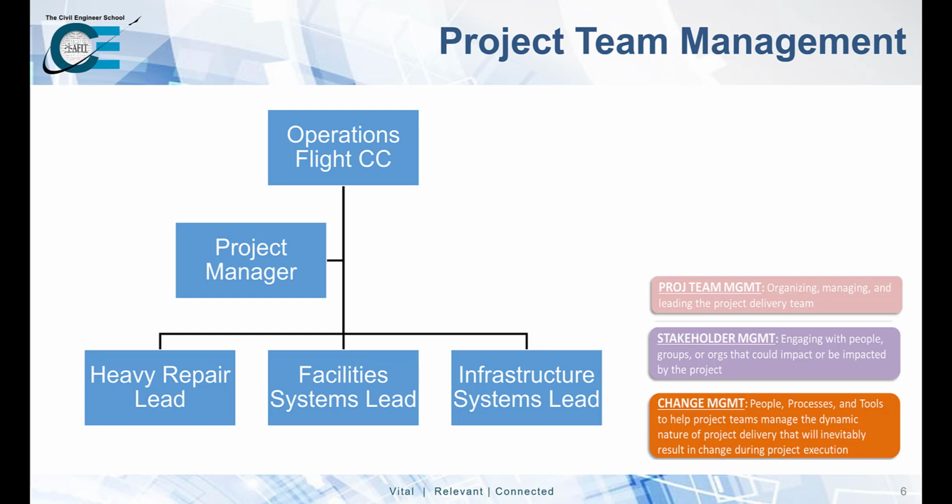Make sure that everyone understands each other's roles and responsibilities. The example here clearly shows project team hierarchy from operations flight commander to project manager to shop or element leads during an in-house contingency construction project.